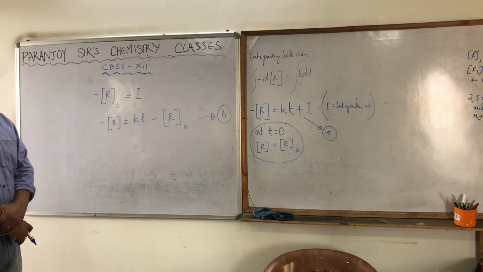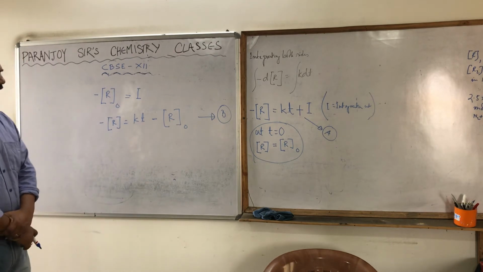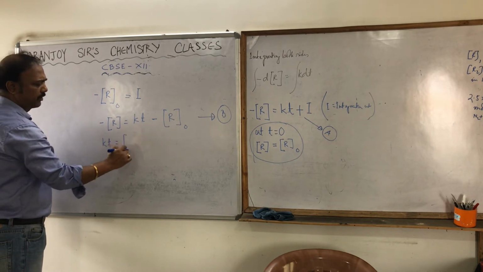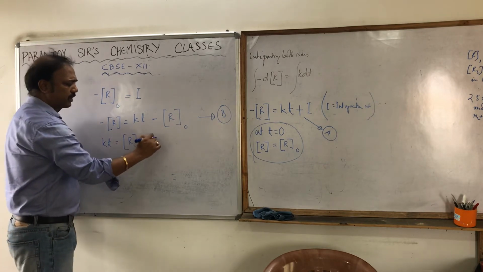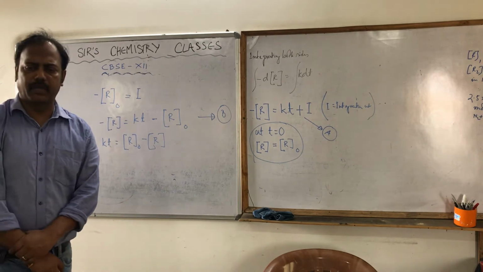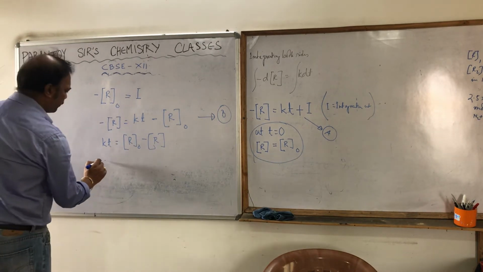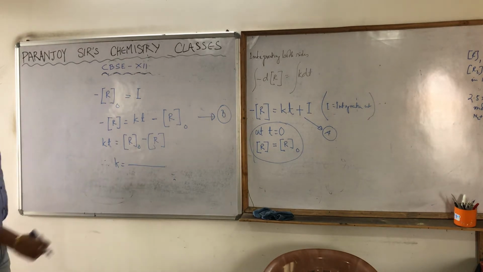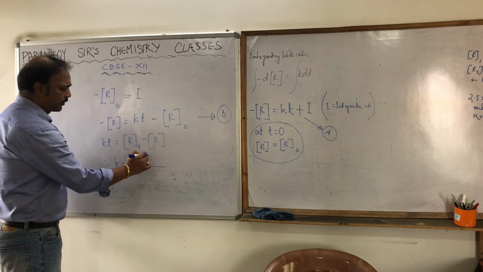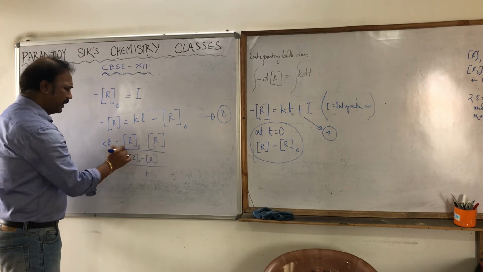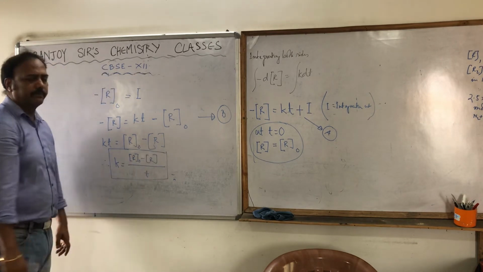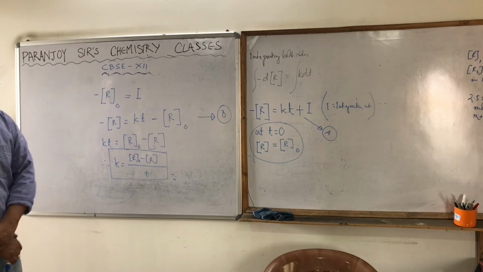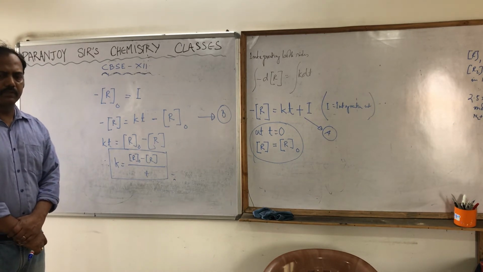Our intention is to find out the value of k, or the expression for k. So can I write kt is equal to, rearranging it, concentration R0 minus concentration R. Therefore, k is equal to concentration R0 minus concentration R divided by t. Is that the expression for k for the zero order reaction? For the zero order reaction, the rate constant k is nothing but R0 minus R divided by t.